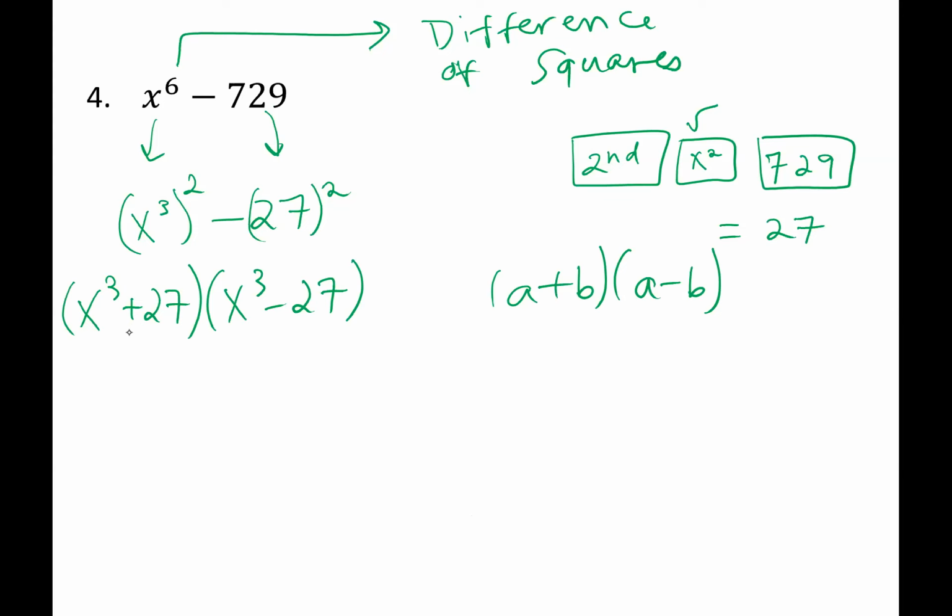Now what we need to do is look at each of these individual factors and see if we can do anything else to them. And we can. Hopefully you've started to recognize the number 27 at this point. That is a perfect cube. So here's what we get to do next. We have x cubed plus 27 times x cubed minus 27. Each one will use one of our cube formulas.